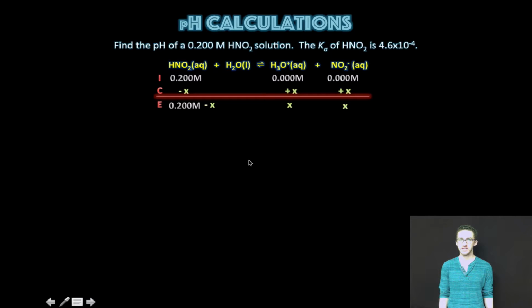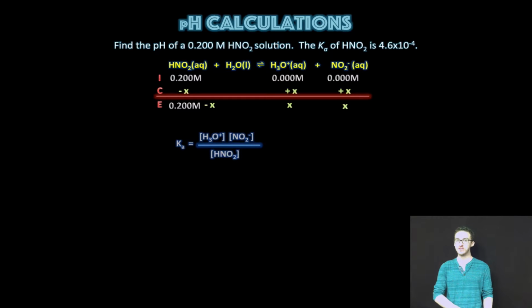Okay, if we're trying to determine pH, we need to know the hydronium ion concentration. We need to know essentially X. So how are we going to solve for that? Well, we're going to write out our Ka expression first in terms of the species we have in the equation. Always do this first. And then plug in your Ka value and the equilibrium concentrations that you came up with in your ICE table.